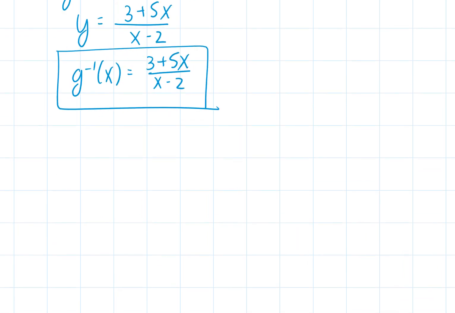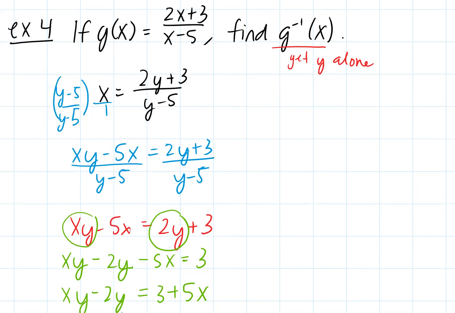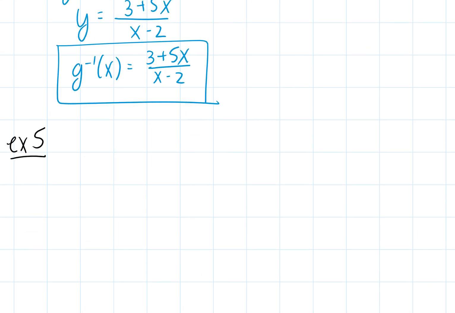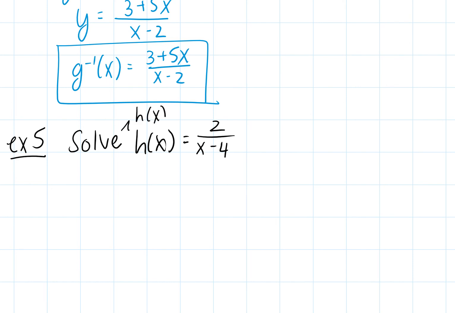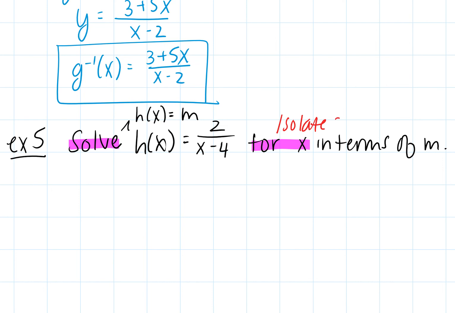And one more to practice that tricky language. We're on example 5. Solve. Let's take a different function. H of x is 2 over x minus 4. Solve h of x equals m for x in terms of m. Okay, given this function. Okay, to solve for x means we want to isolate x. That's basically our clue of what our goal is.